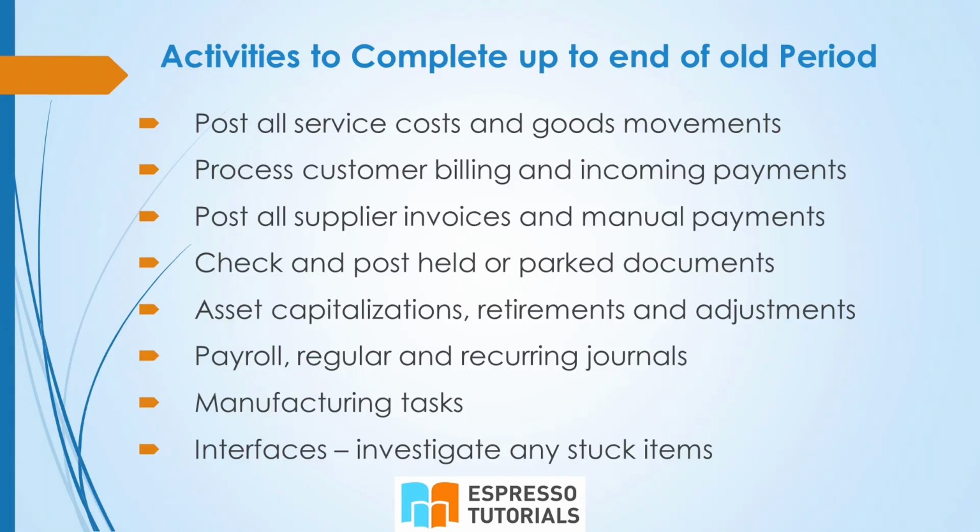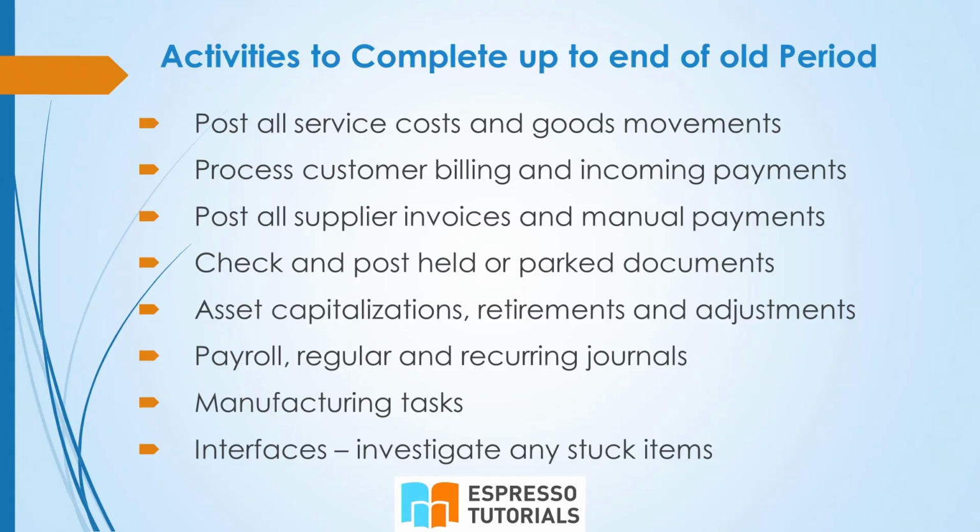The exact tasks will vary for each organisation, but some examples are shown in the slide. Most organisations will need to ensure that all service costs, goods movements, and customer billing for the period have been carried out, as well as all the incoming and outgoing payments recorded. Some supplier invoices may be in transit, but as many as possible of those received should be posted, and then parked and held documents reviewed. If not carried out during the period, then automatic clearing can be run to minimise the open items that need to be reviewed.